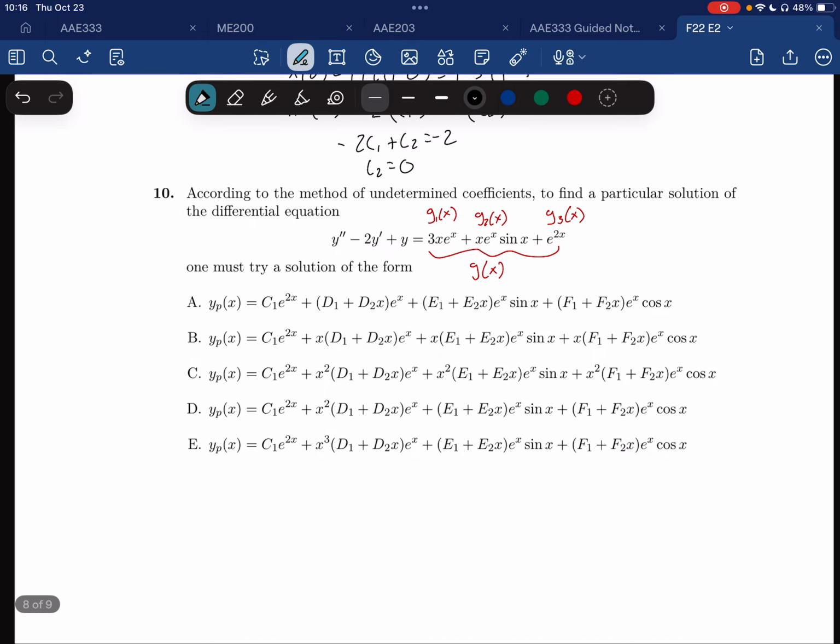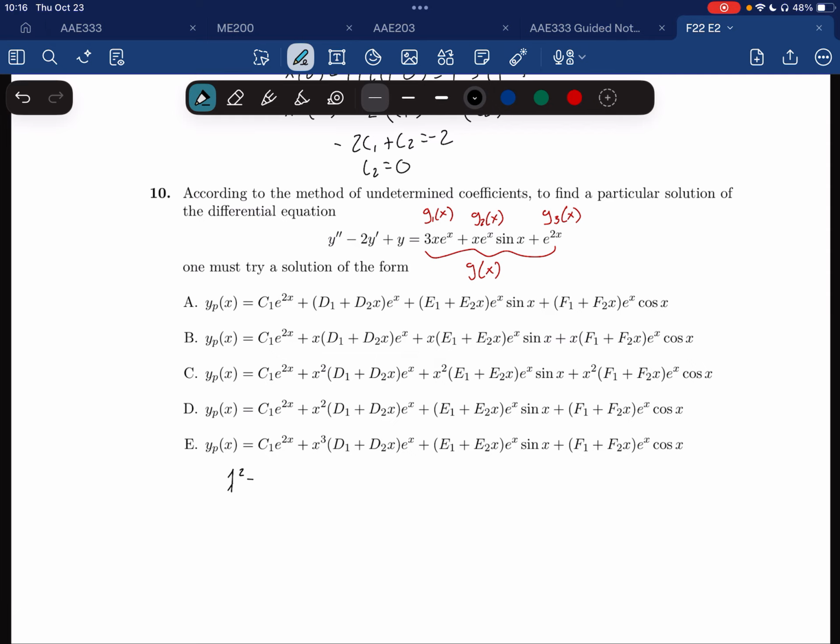We're going to solve the characteristic polynomial first. Lambda squared minus 2 lambda plus 1 is equal to 0. And this is actually a perfect square. So lambda is equal to 1 with a multiplicity of 2. That means your homogeneous solution, y sub h of x, is going to be c1 e to the x plus c2 x e to the x.